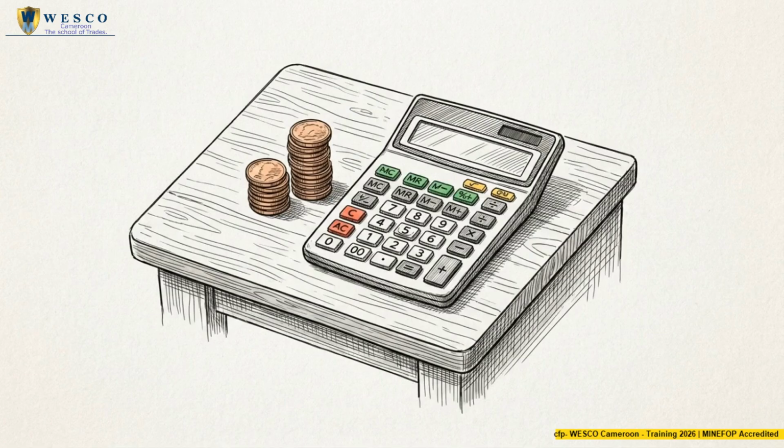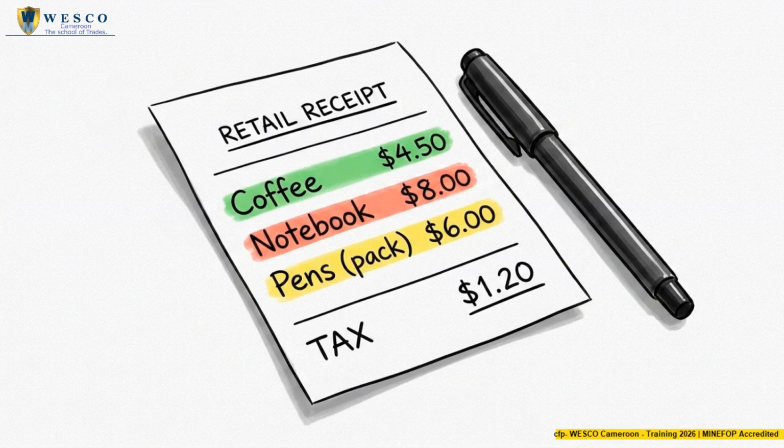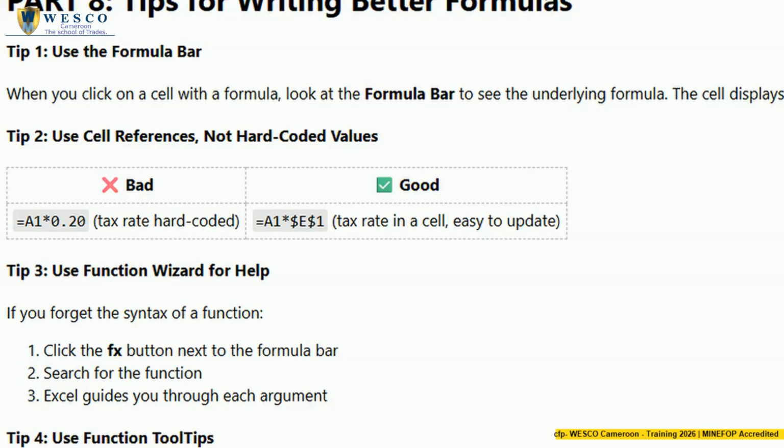Let's look at a common daily task, like calculating the local tax rate, the TVA, for your daily sales. You might be tempted to type the tax rate directly into your calculation, multiplying your sales by 0.20. We want to avoid that. Instead, place the tax rate in its own specific cell and refer to that cell in your formula. By pointing to cell E1 instead of typing the number, you make your entire financial model dynamic.